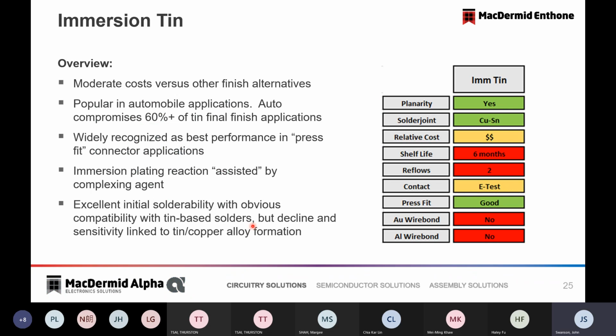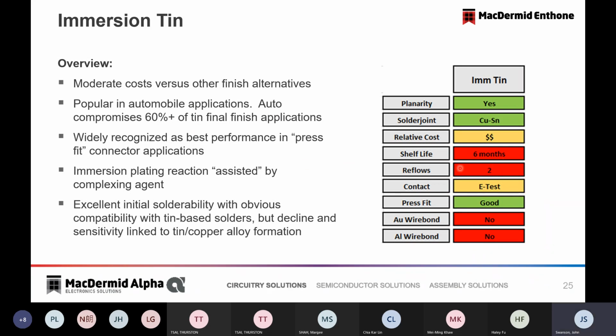Now I want to move on to immersion tin. Immersion tin has a moderate cost versus the other finishes. It's highly used in the automotive industry. It's not used in many other industries, but if you look at where immersion tin as a surface finish is used, well over 50%, easily 60+%, is used in the automotive industry as a final finish.